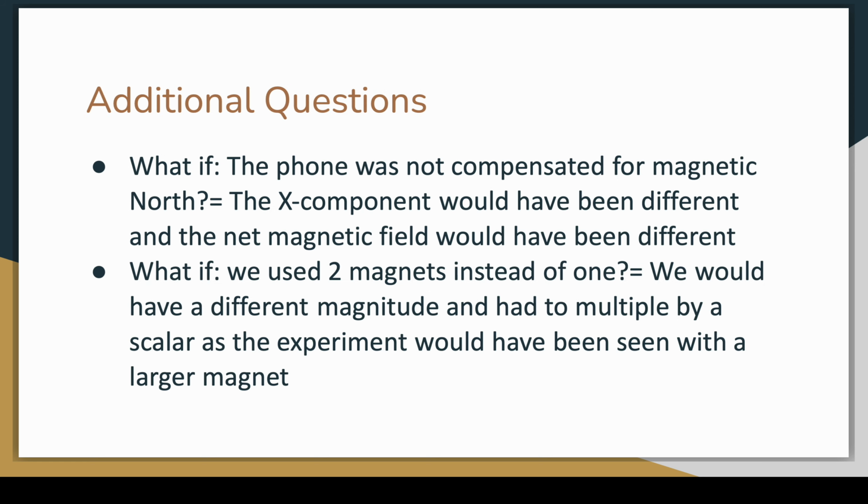Now, what if the phone was not compensated for the magnetic north? Then the x component would have been different. And if we did not calibrate for the other compensations, then the whole net magnetic field would have been different. And if we used two magnets instead of one, we would have a different magnitude because we would have to calculate a larger magnetic field instead of a smaller one.